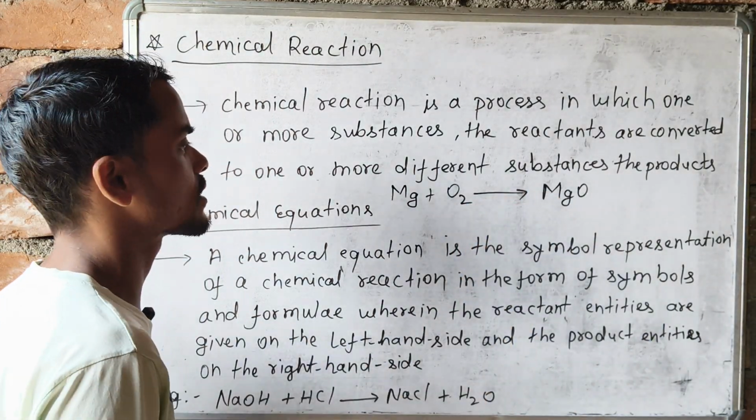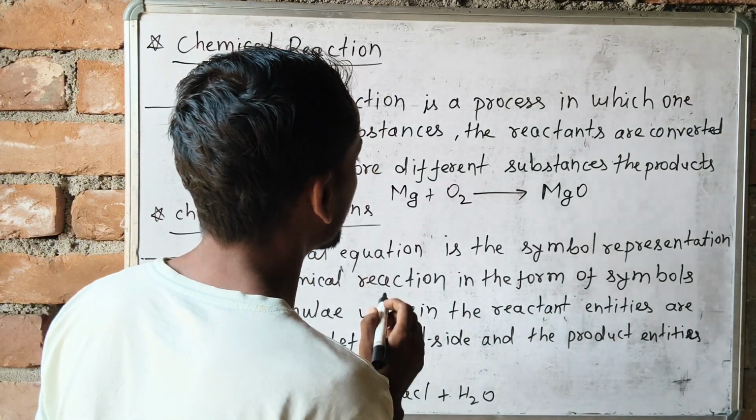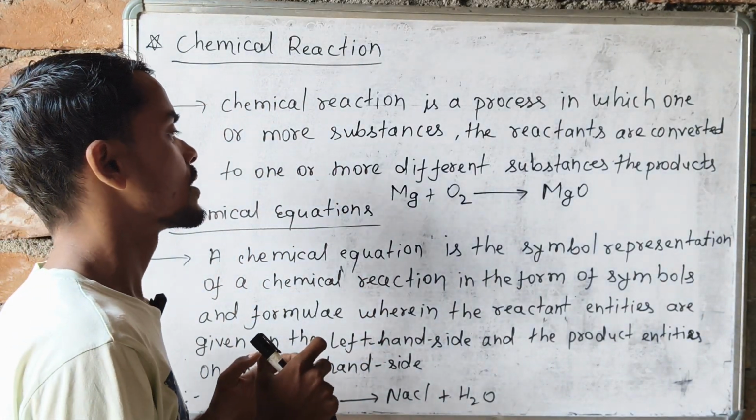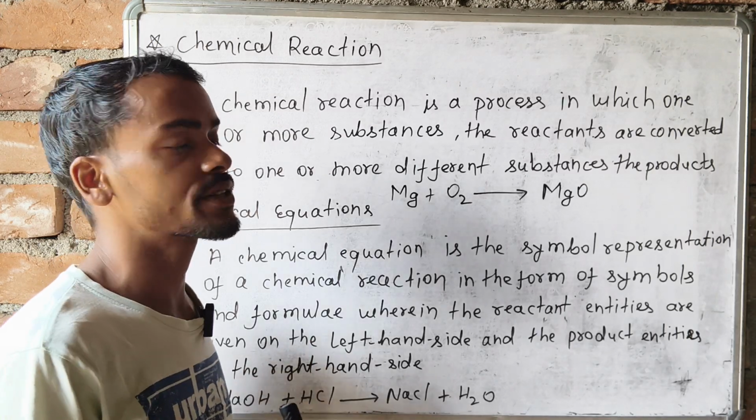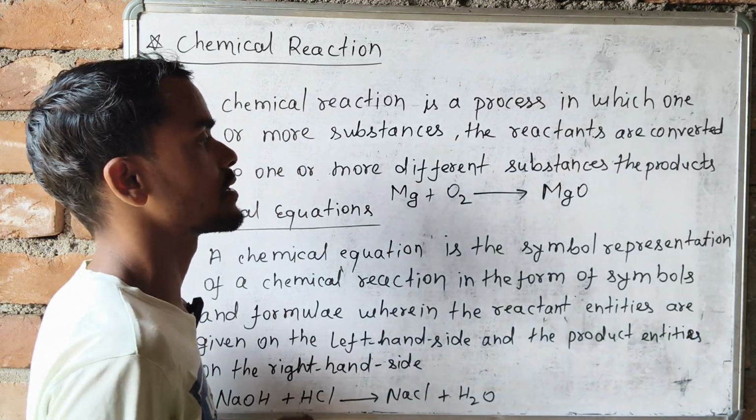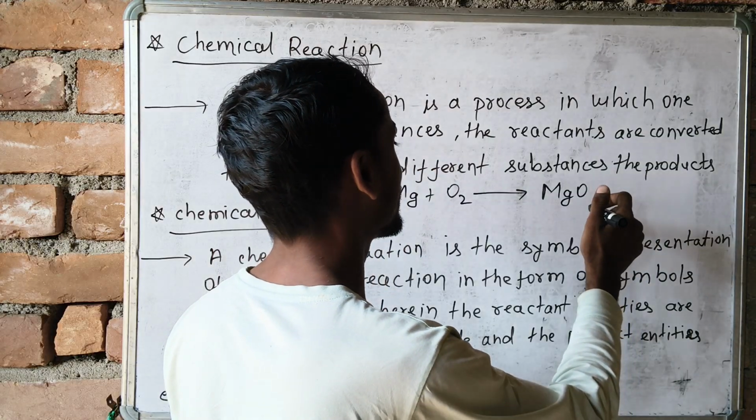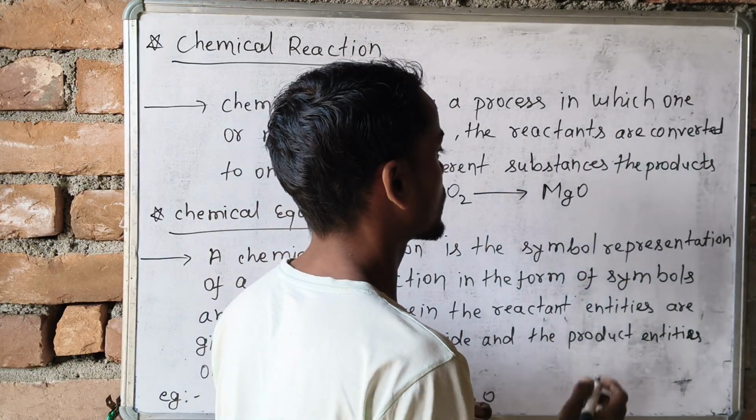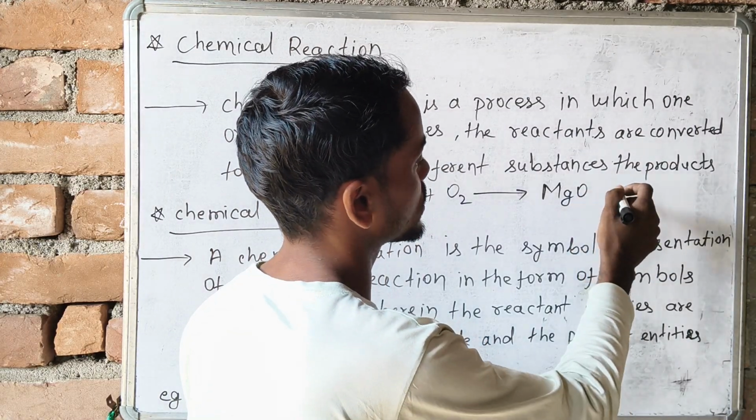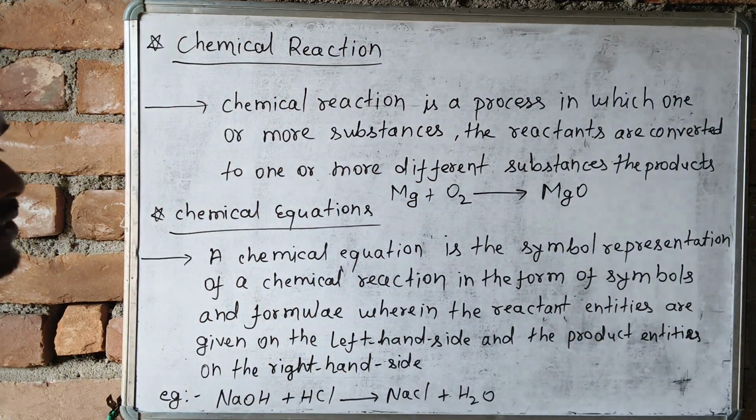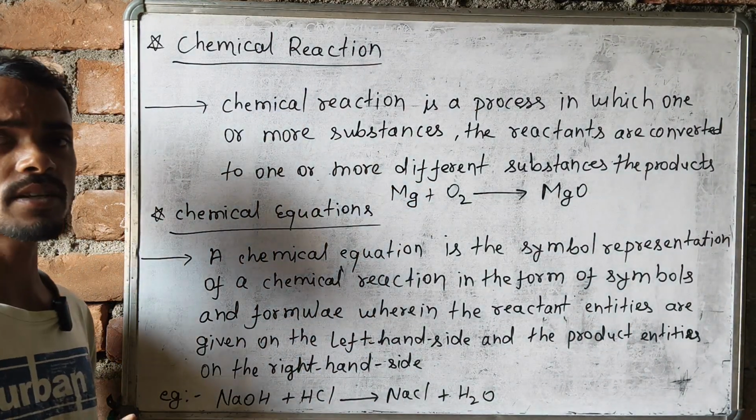You can just look at that arrow. In between the elements in the reactants we can write a plus sign, and in between the elements in the products we can also represent plus signs, and any doubts you can ask.